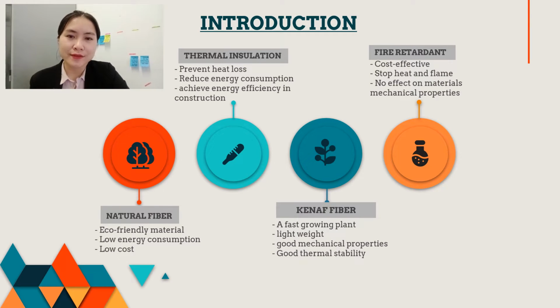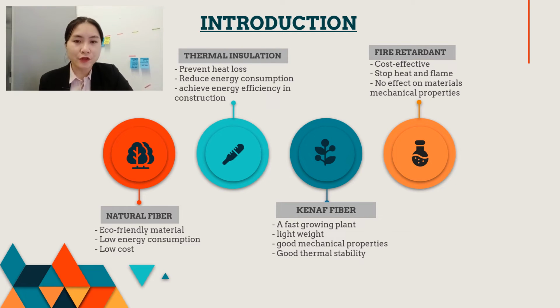Next is fire retardant. Fire retardant is one of the most simple, cost-effective, and effective ways to protect material from fire, and it is easy to process and may be used on wood. There are two advantages of fire retardant highlighted here. The first one is it can stop heat from getting through and flame from spreading. And the second advantage is it has no effect on material inherent properties such as mechanical properties. Therefore, fire retardant can occur in both vapor and condensed phase.